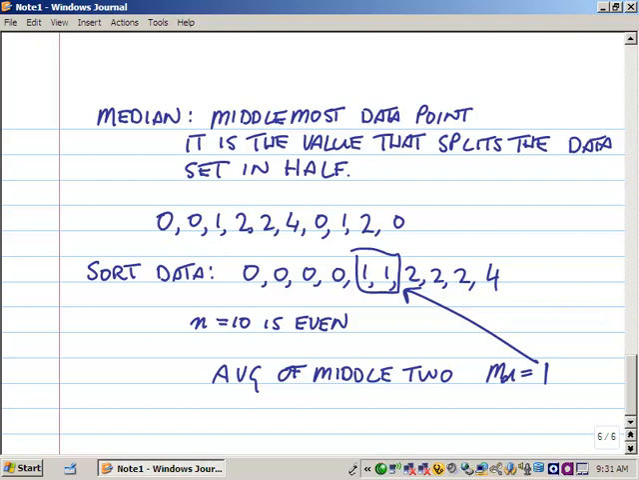In general, if n is even, you'll take the n divided by 2th item, and the n divided by 2 plus 1 item, and take the average. So take the average of these two.